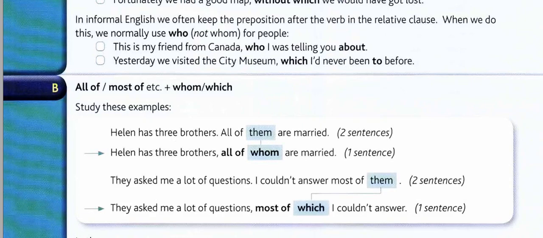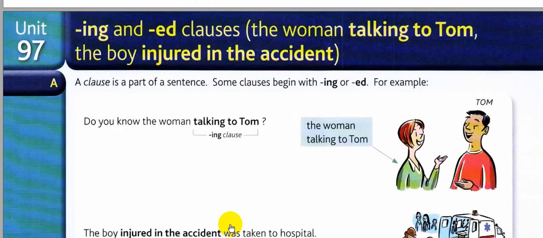ننتقل إلى English Grammar in Use ونشوف إيش بيحكي عن الريدكشن. Okay, Unit 97 ing and ed clauses. You might think for the first look that this doesn't relate to adjective clauses, which is not true. It relates. They are here talking about adjective clauses that is being reduced into adjective phrases, okay? But you know, I feel that this explanation is not that clear. That's why I moved to the other book. Here they are starting defining a clause as being a part of a sentence.